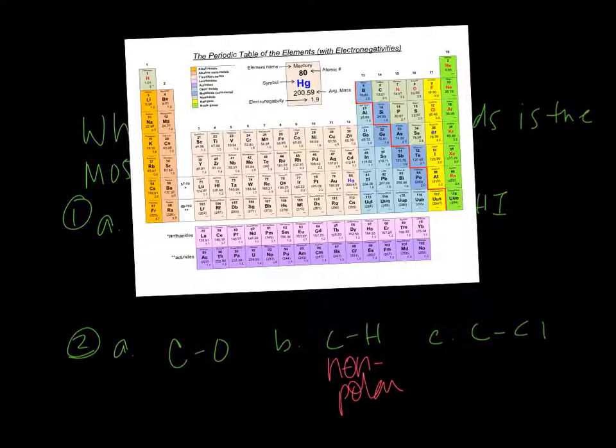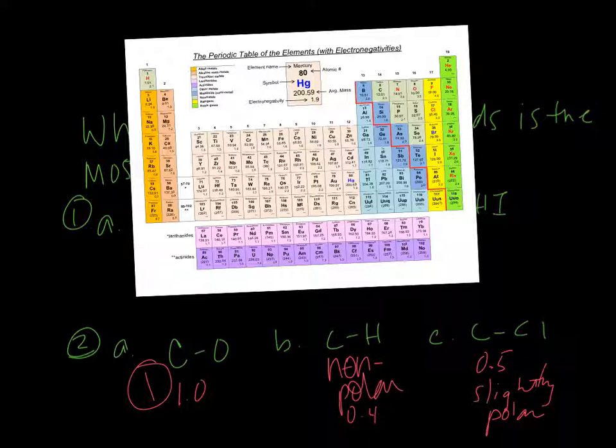So I'm just going to write that down here. This one was 0.4, and then chlorine is 3.0, and carbon is 2.5, and so that's 0.5, and so that's slightly polar. And so this one is going to be the most polar, and then this one is the second most polar, and then this one is the third most polar.